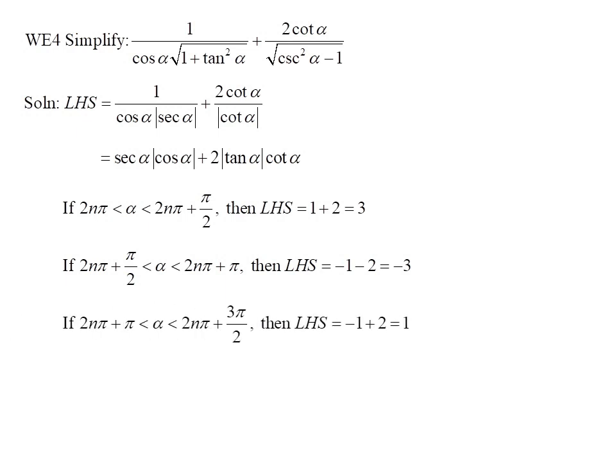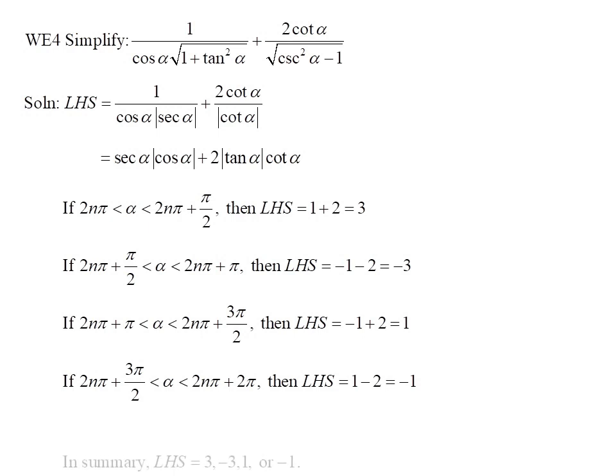When alpha is in the third quadrant, the expression equals negative 1 plus 2, which is 1. Finally, when alpha is in the fourth quadrant, the trigonometry expression equals 1 minus 2, which is negative 1. In conclusion, the original expression equals 3, negative 3, 1, or negative 1, depending on which quadrant the angle alpha falls into.